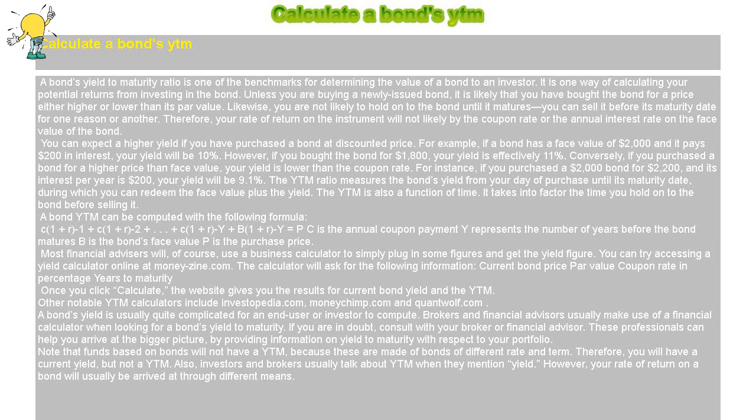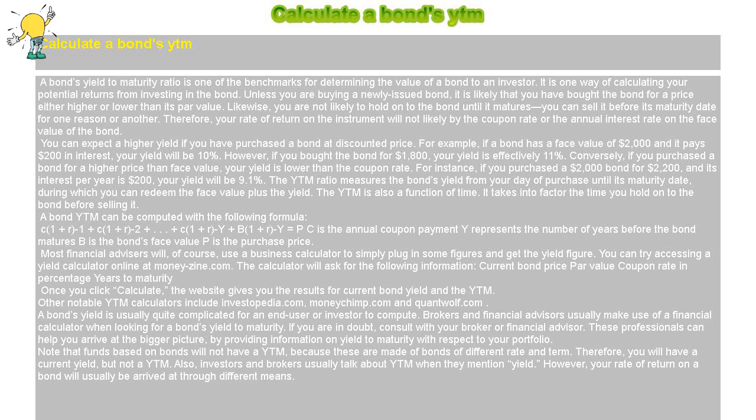You can expect a higher yield if you have purchased a bond at a discounted price. For example, if a bond has a face value of $2,000 and it pays $200 in interest, your yield will be 10%. However, if you bought the bond for $1,800, your yield is effectively 11%.